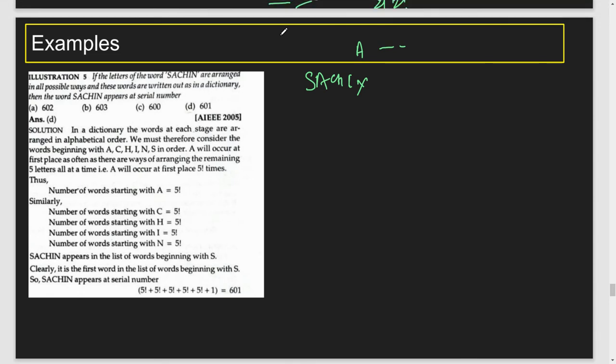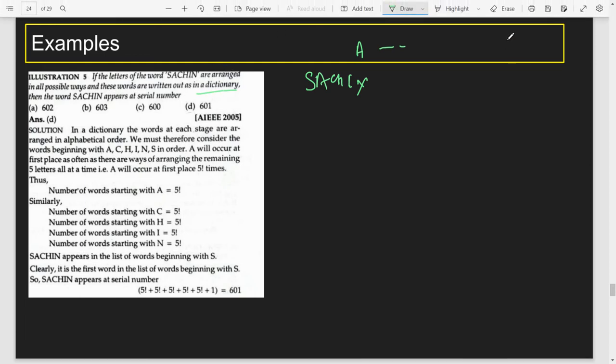Now it asks that these words are written out in a dictionary. You know how in a dictionary things are written alphabetically, starting from A. Let's say we have A, P, P, L, E. In the dictionary, the first word will be A, E, L, P, P. Why? Because in the dictionary A comes first, E comes after A, L comes after that. So these things are arranged alphabetically.